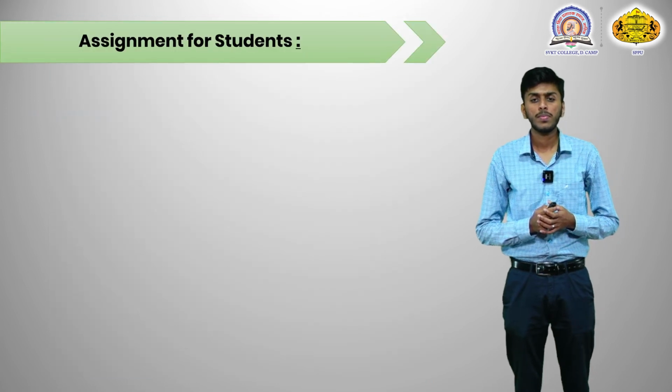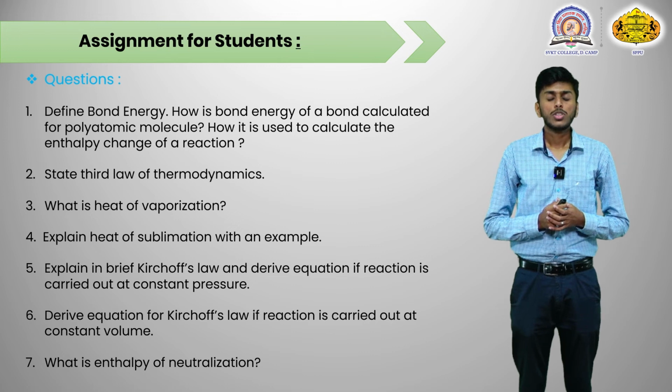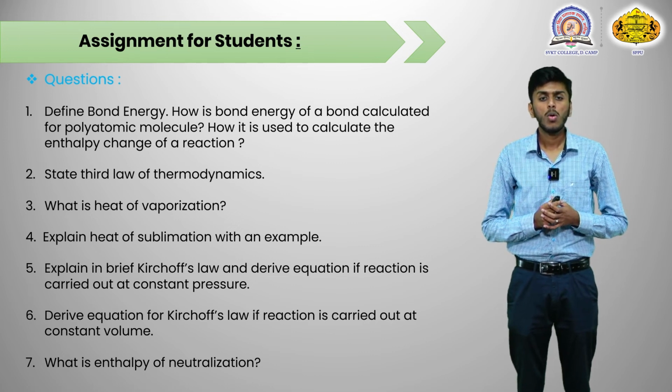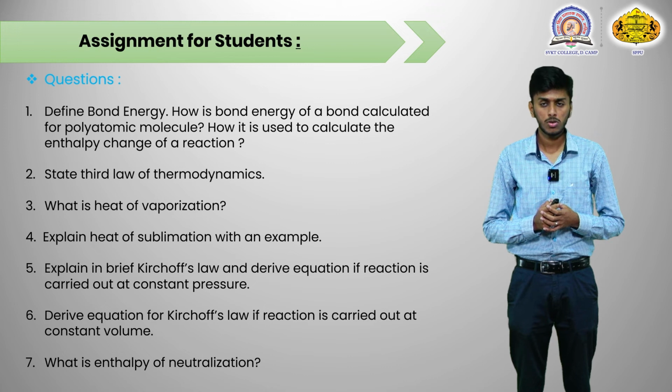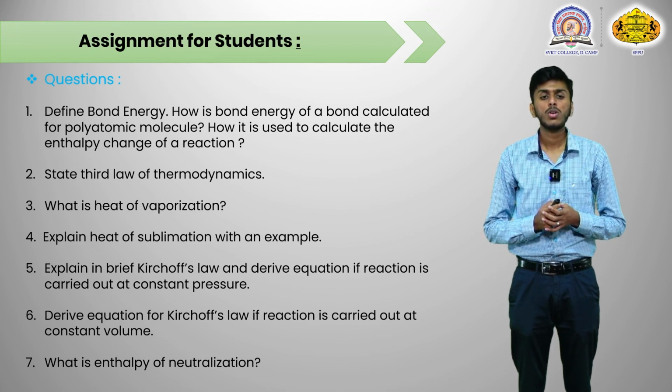Assignment for the student. Questions. Student has to define the bond energy and explain how the bond energy of a bond can be calculated for a polyatomic molecule, and how it is used to calculate the enthalpy change of the reaction. The second question is: state the third law of thermodynamics. Next question is: what is the heat of vaporization? Fourth question is: explain the heat of sublimation with an example.